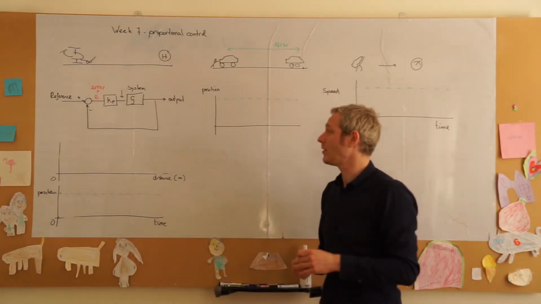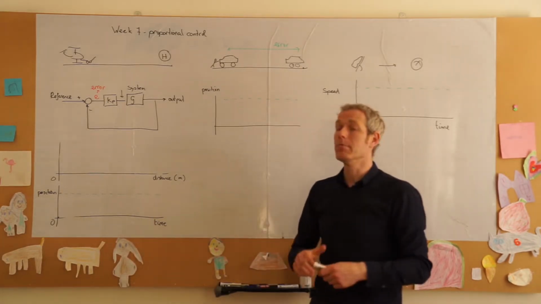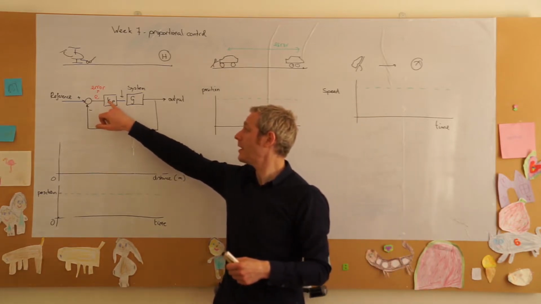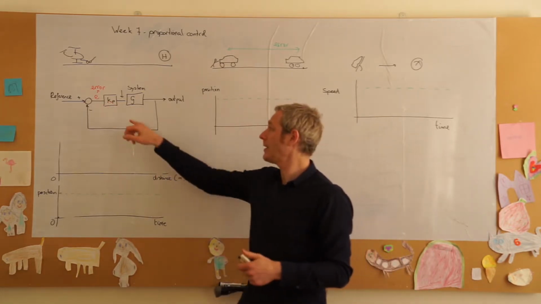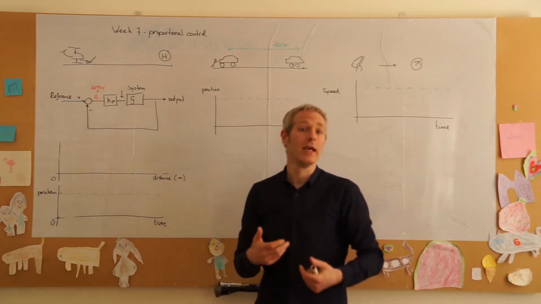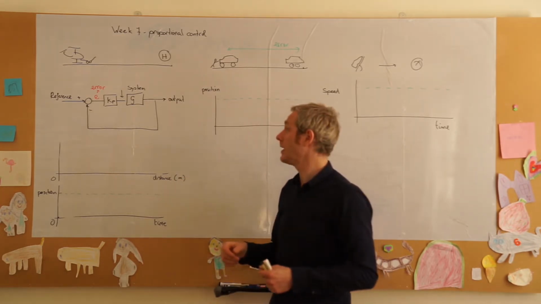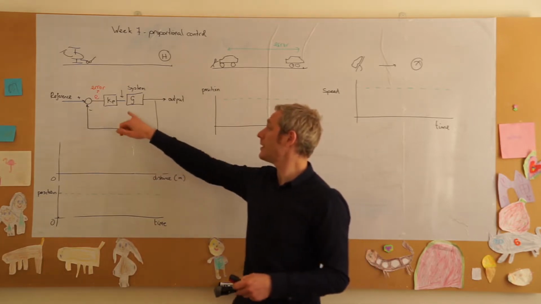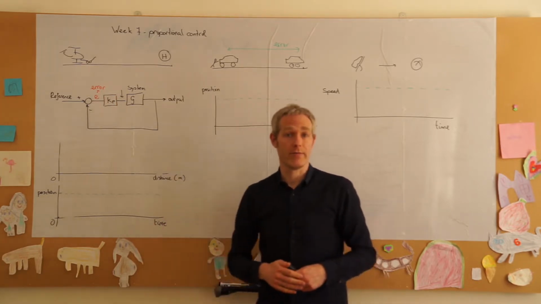between the reference value and the output, multiply this with a certain constant factor, a gain, which we'll typically denote with Kp, and the P stands for proportional, and the gain is typically the letter used for gain, and that is fed into the system. So it's a scaling of the error.